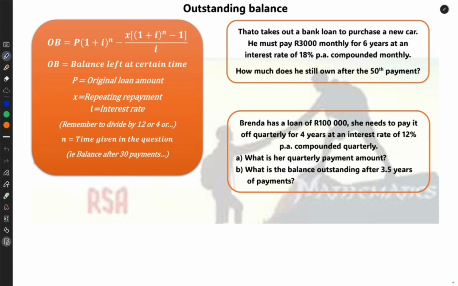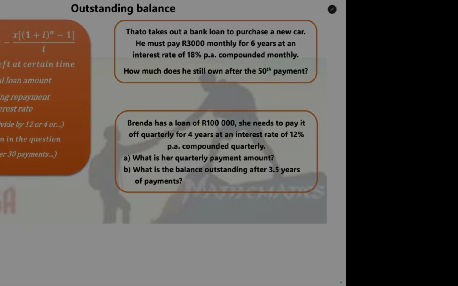If we look at example 1, the agreed time is 6 years, but they want to know the outstanding balance of the 50 payments. So not 72, but 50. That would be your n value in this big formula. Let's do these questions, and then you can see how it actually works.